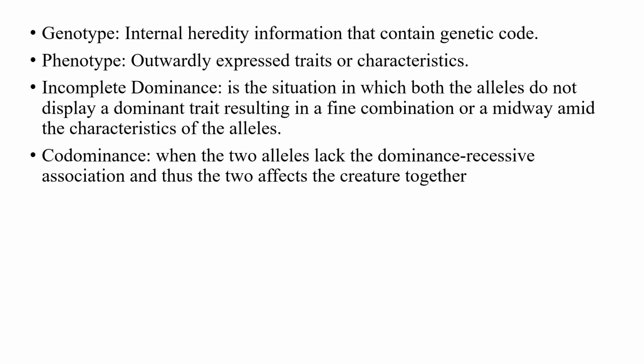Now, the next one is codominance. When we talk about codominance, that is when the two alleles lack dominant and recessive association, and thus the two affect the creature. So when the two of them lack dominant recessive association, it's going to affect the organism. And in that case, we refer to that as codominance. The two of them are existing as codominant.